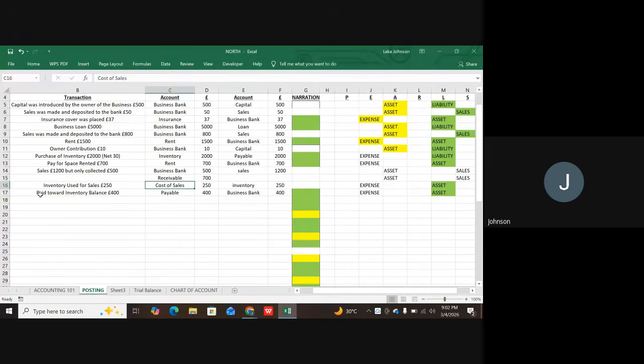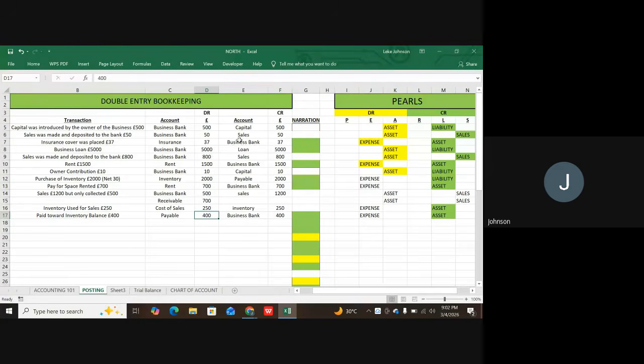Then here, they say paid towards inventory balance. That means that we purchased inventory already. We already know the purchase of inventory. We purchased inventory for 2,000 pounds, net 30. So out of this money that we're owing this guy, 2,000, we're only able to pay 400 out of it. We are still owing some money. It means that at the end of the day, we should be able to get our payable value. How much are we owing them?